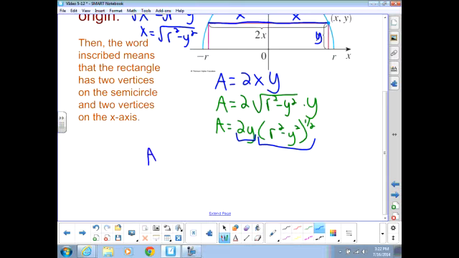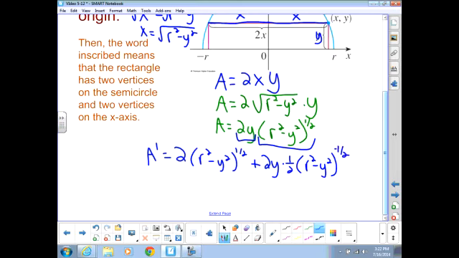So we'll do our derivative A prime. So to start out, we'll do derivative of the first part times regular of the second. So we'll get 2 times r squared minus y squared to the 1/2. Plus, because it's product rule, we'll do regular of the first times derivative of the second. So derivative of the second, we'll have 1/2, keep the inside the same, raised to the minus 1/2, times the derivative of the inside.